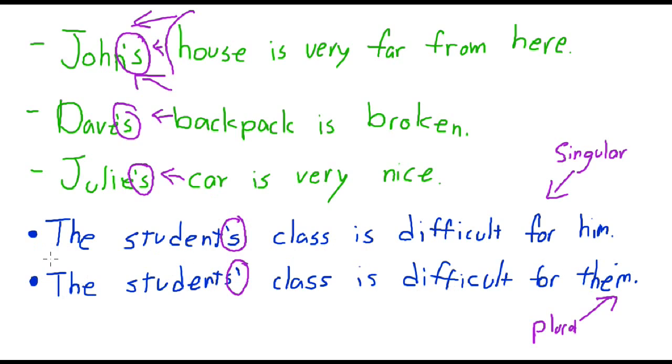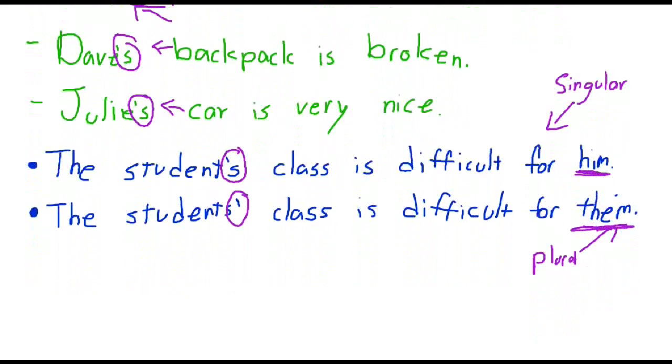If you see at the end in the first sentence, the student's class is difficult for him. Well, him, you know there's only one him, correct? There's only one him. So you know, therefore, the student's is singular. But if we say the student's class is difficult for them, well, them is multiple, correct? More than one. So that's how you tell the difference. The student's class is difficult for him, or the students' class is difficult for them. All right. And this goes for anything that's plural that ends with an S.